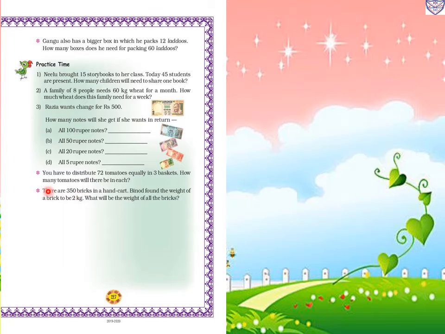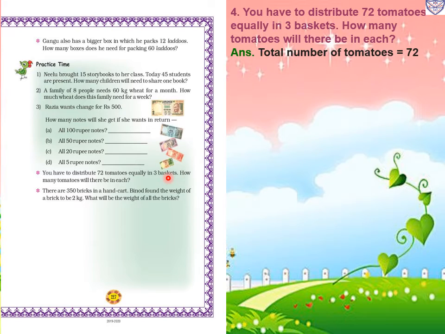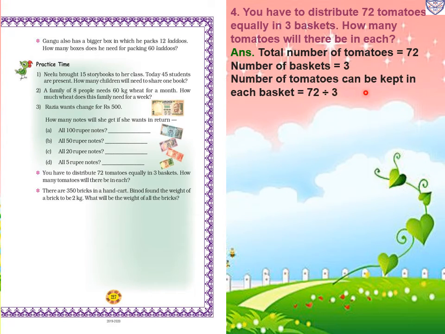Now next question. You have to distribute 72 tomatoes equally in 3 baskets. How many tomatoes will there be in each? So total how many tomatoes are there? 72, and we have to distribute equally in 3 baskets. So in each basket how many tomatoes will be there? So total number of tomatoes equal to 72 and number of baskets equal to 3. So number of tomatoes that can be kept in each basket equal to 72 divided by 3.